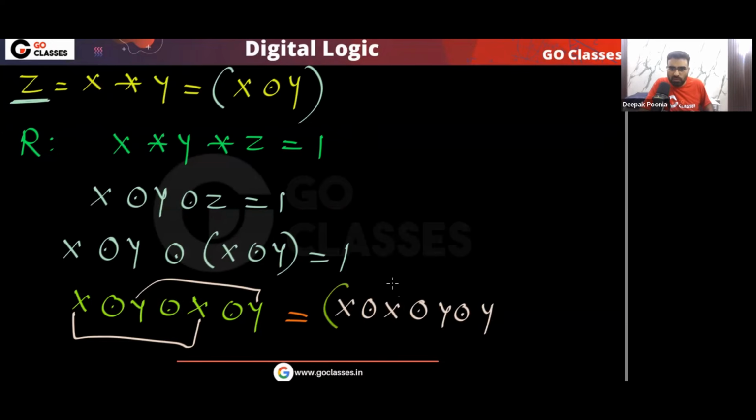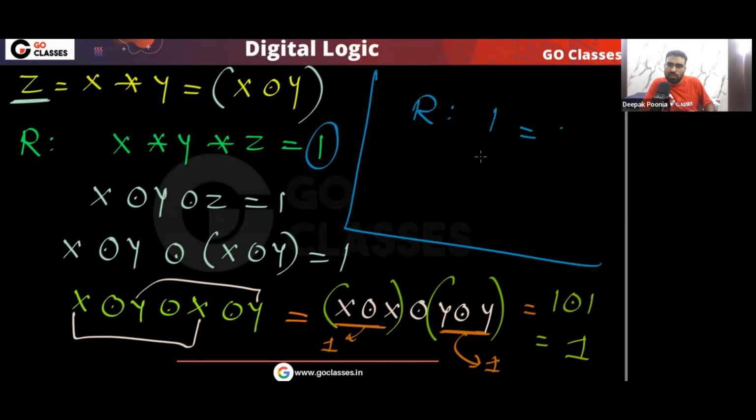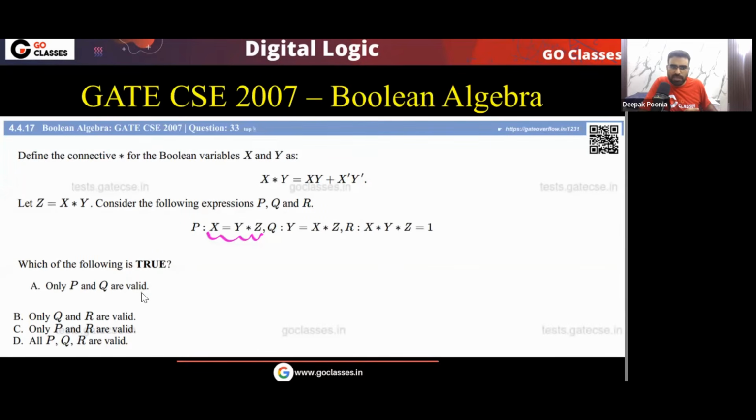Okay, now you can notice what this will become. This will become 1, because both are same, X comma X. This also will become 1. So finally what I got? I got 1 XNOR 1, and that is same as 1. So you can see that RHS is also 1. So LHS and RHS both are same. R is saying that 1 is equal to 1. Yes, that is valid. Okay, so that's it. So we have seen that P, Q, R all are valid. So for this question, the answer will be option D.